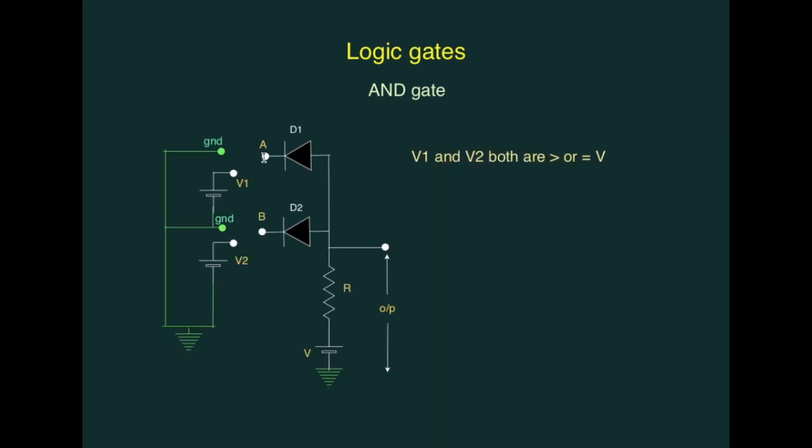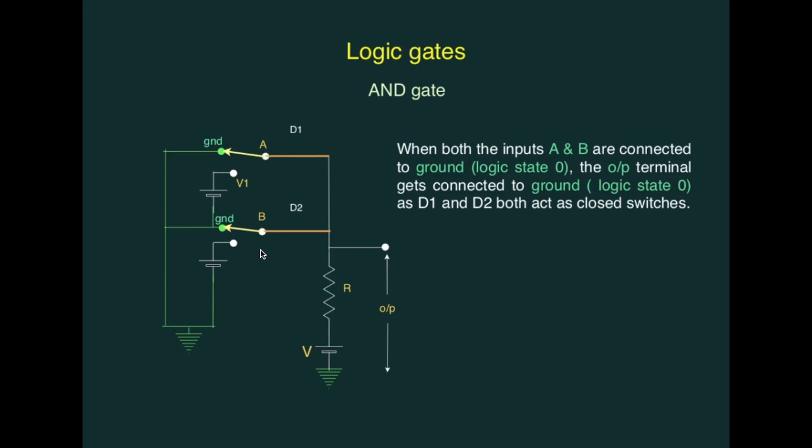To give different logic states to the inputs A and B, we again use a circuit of the same type that we used for the OR gate. In this case, the voltages of these two power supplies, that is V1 and V2, both will be greater than or equal to the voltage V of this power supply.